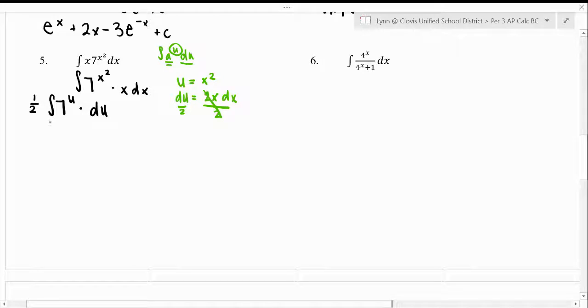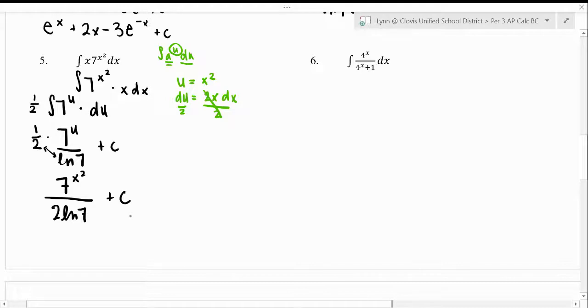And then now I'm going to follow the pattern, right? So the pattern that was at the top of the notes. So I have the 1/2, which is my coefficient, and the pattern was a to the u divided by the natural log of the base, which was 7. So then this is going to be 7 to the u, and u is x squared. And then this is 1/2 times that, so I'm going to go ahead and just multiply those two together. So that would be 2 times the natural log of 7, and then plus c.